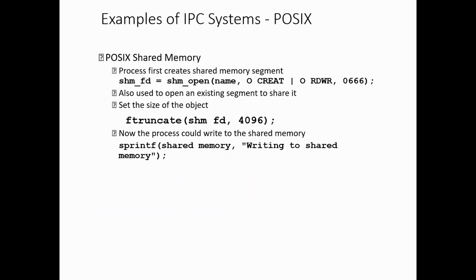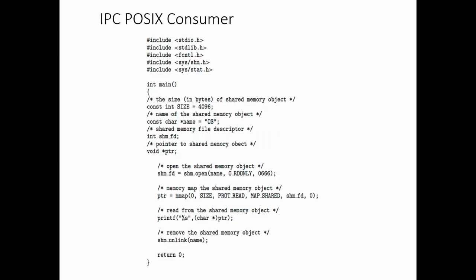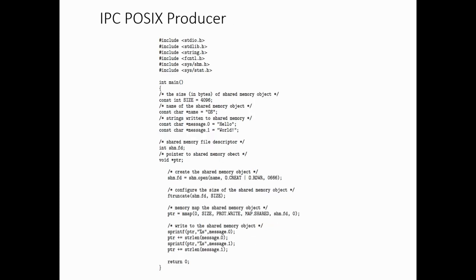Now some examples of IPC systems, guys. One is POSIX shared memory. You can just take a snap of it. Here you're going to use a shared memory object, and you'll see how the shared memory process happens. This is the POSIX producer and consumer problem that we discussed earlier.